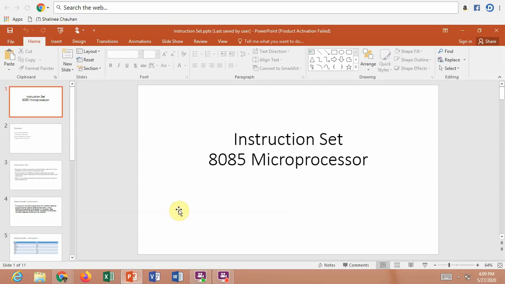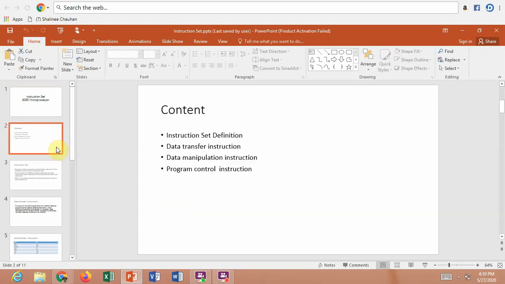Today I am going to discuss the instruction set of the 8085 microprocessor. That is a very brief idea, just knowledge of what types of instruction sets are used in the 8085 microprocessor. In the 8085 microprocessor, generally we use data transfer instructions, data manipulation instructions, and program control instructions. Basically, these three types of instructions are used in the 8085 microprocessor.